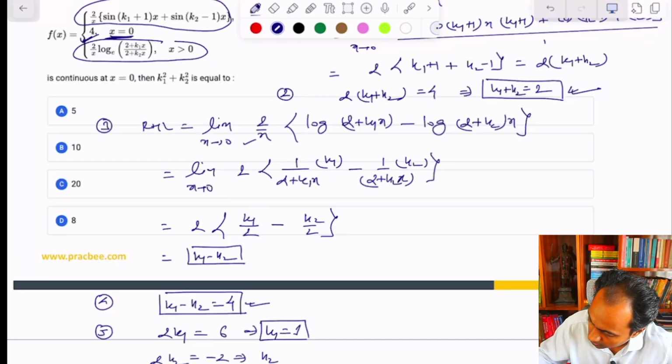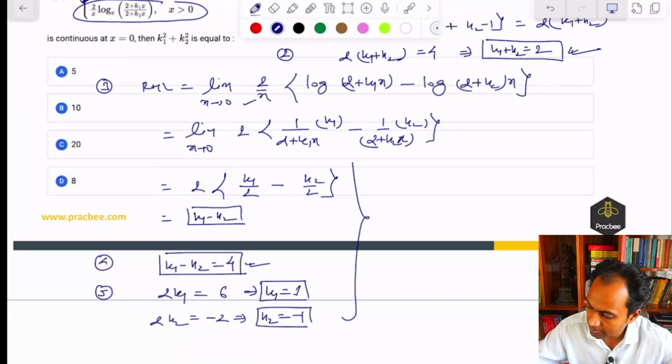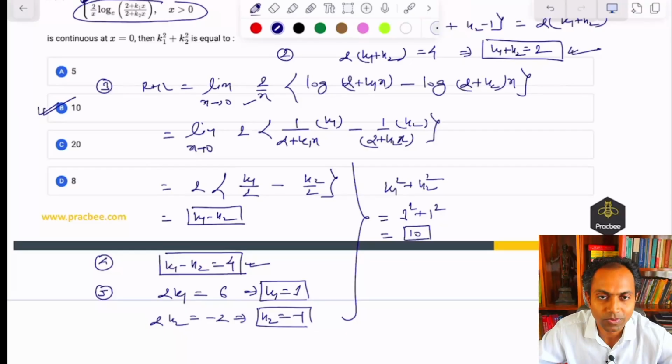So K2 comes out to be minus 1. Now if I look into what I need to finally figure out, it is K1 square plus K2 square. That value will come out to be 3 square plus minus 1 square, which will come out to be 10. So the B option comes out to be correct.